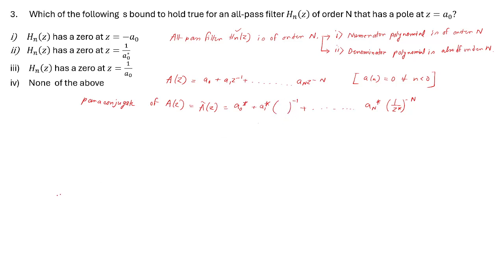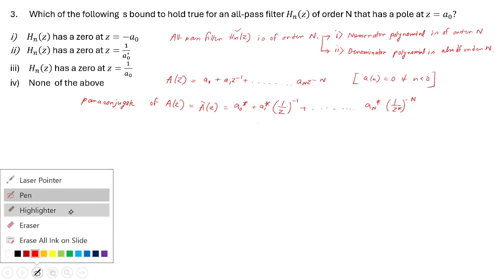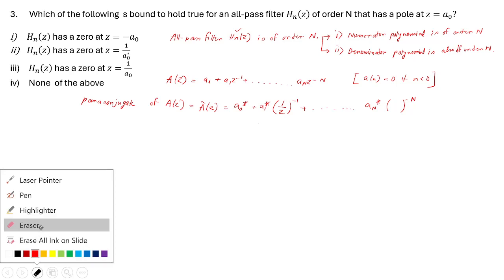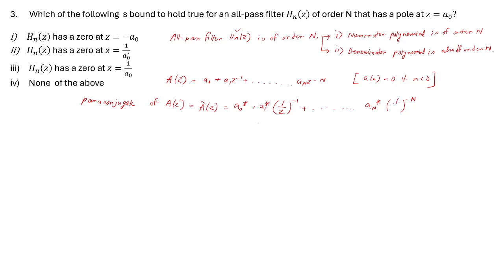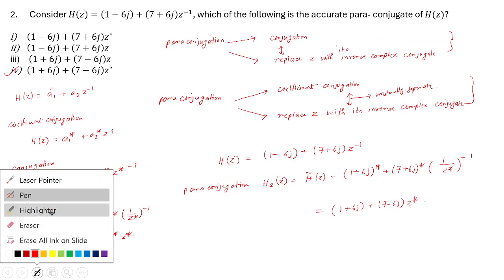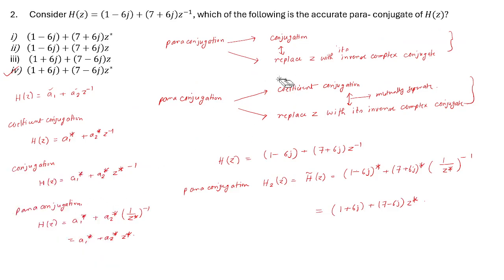Actually, this is going to have a ripple effect. I've done the mistake in the earlier problems as well. Let me correct them also. Okay, paraconjugation is about replacing Z with its inverse, not inverse complex conjugate. Please forgive me for this error. You should not do that.